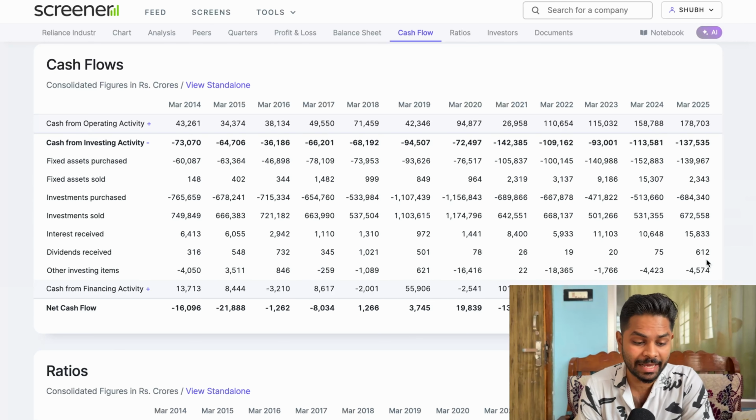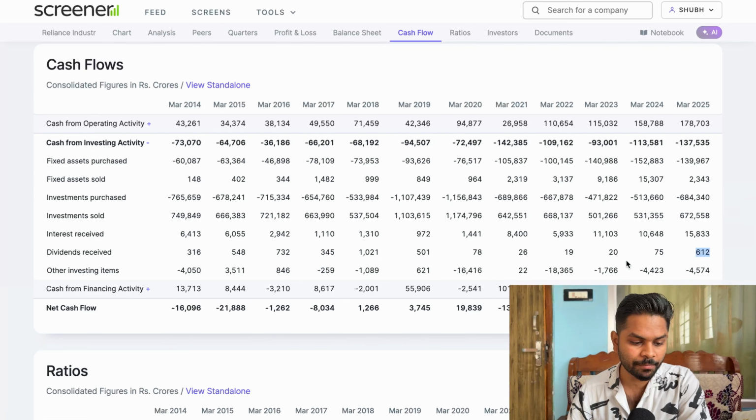Dividend received was 75, now it is 612. So more money has come in. A lot of companies give dividends, right? If you buy investment, they will give dividend to their shareholders or investors. This time it's 612. So very positive. Money is coming into the business.